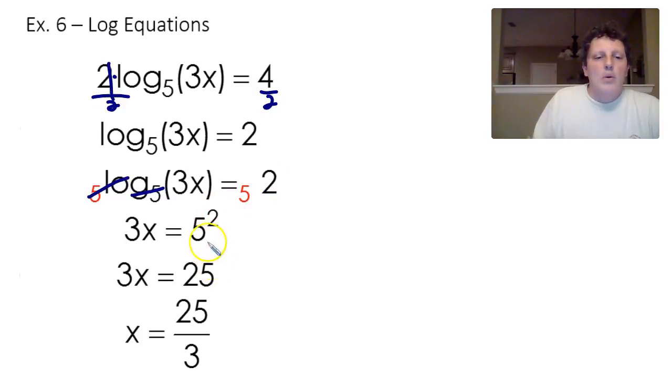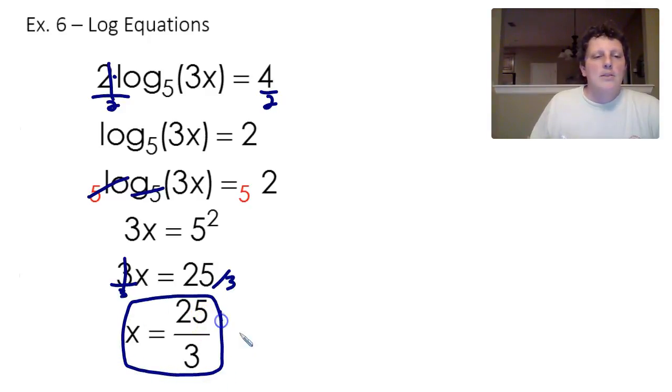That's 5 to the second power. 5 to the second power is 25. I divide both sides by 3, and I get 25 over 3 is my answer. I plug it back into the original equation to check my answer, and I'm good to go.